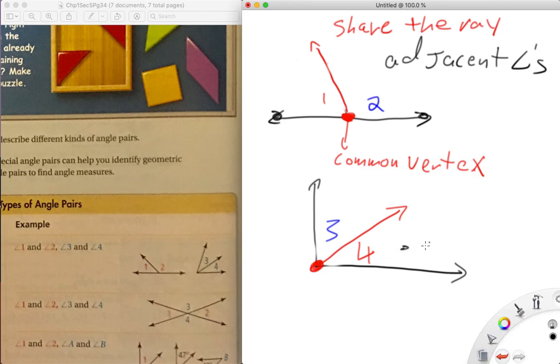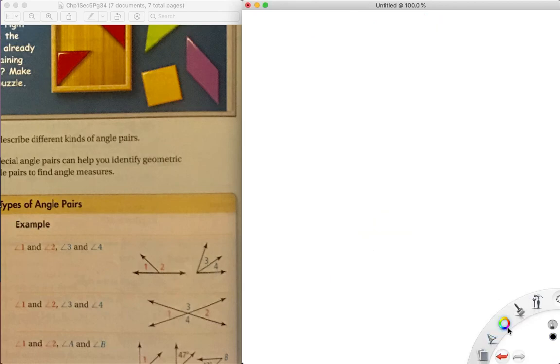With the whole thing, they don't share a common interior point. So if we have a point here in the interior, and a point here in the interior, this point is only inside angle 3, this point is only inside angle 4. So what they mean by not sharing a common interior point is that there isn't a point that they both share at the same time. It would have to be somewhere like along here. And the ray doesn't count as an interior point because it's the thing that separates the two angles. So it's not possible for them to share a common interior point. But I'm not going to have you really worry about common interior points.